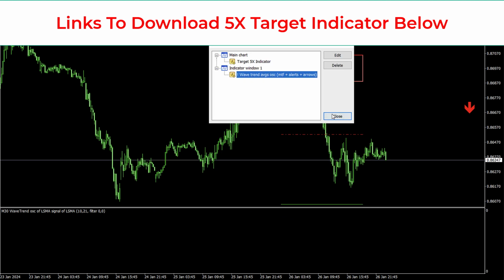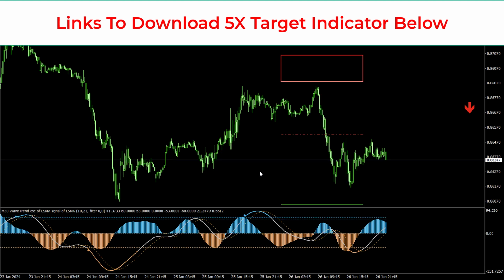Now, how to use it is as follows. We look at the last signal that happened on the wave trend on the 30 minutes. The last signal before the starting of the session today was in an overbought situation. So we would expect the market to go down after this. Of course, sometimes we can have a breakout above this box, but I will save this for a different video.